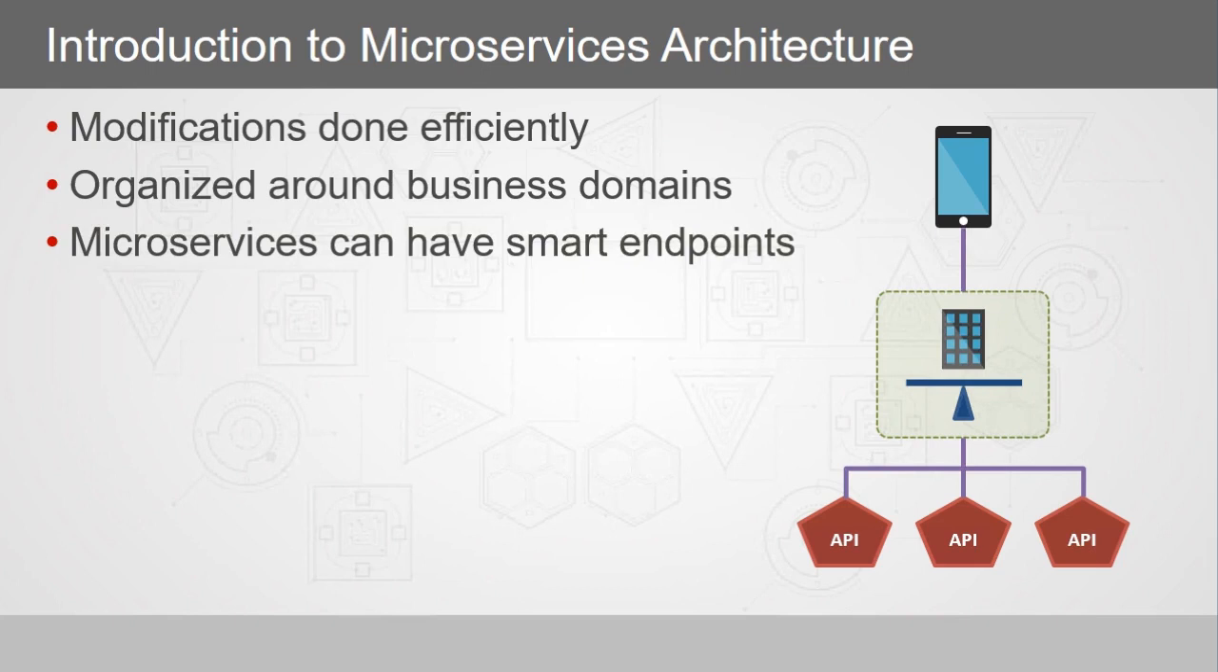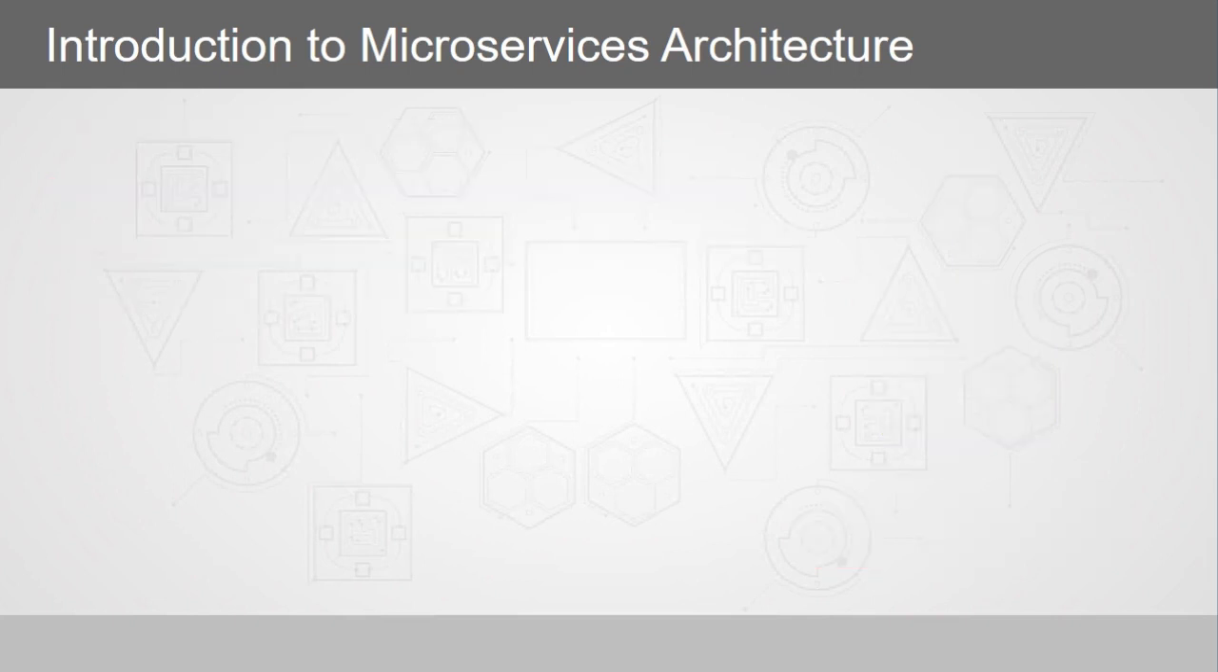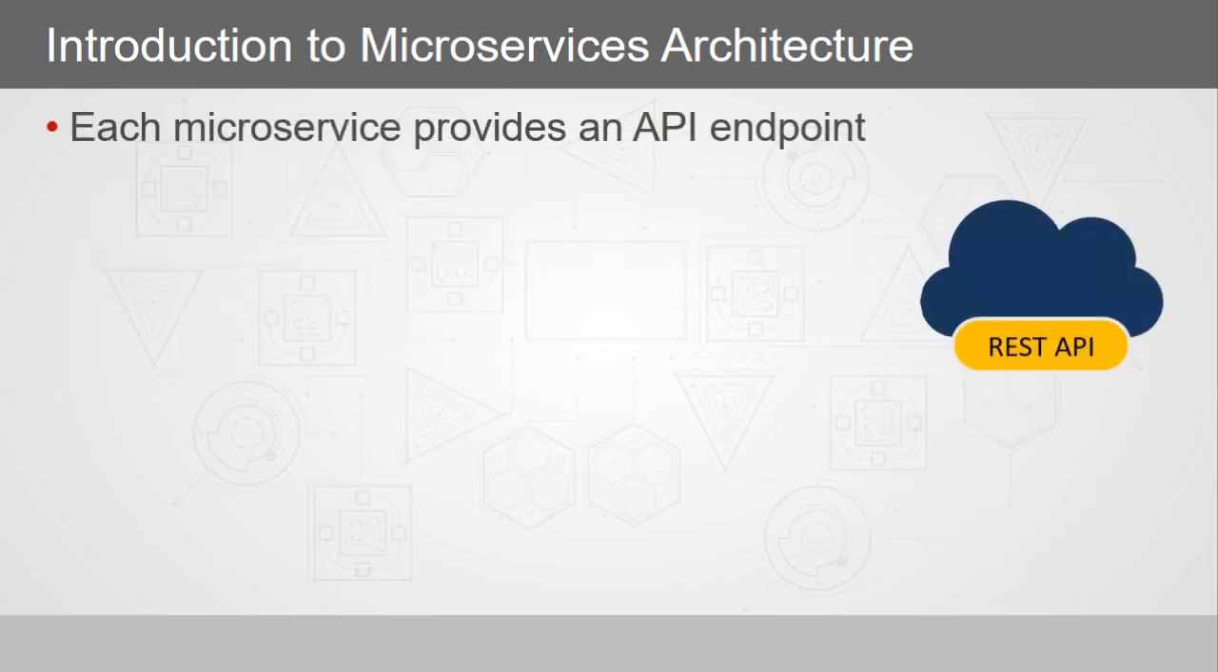So with this organization around business domains, the smart endpoints, the communication, the modifications that can be done so easily, what we have are teams. We can now split up our development area into different teams. These teams then collaborate, and what we have is a final solution that is more user-friendly, more efficient, and more easily updatable. So each microservice, remember, has an endpoint, an API endpoint.